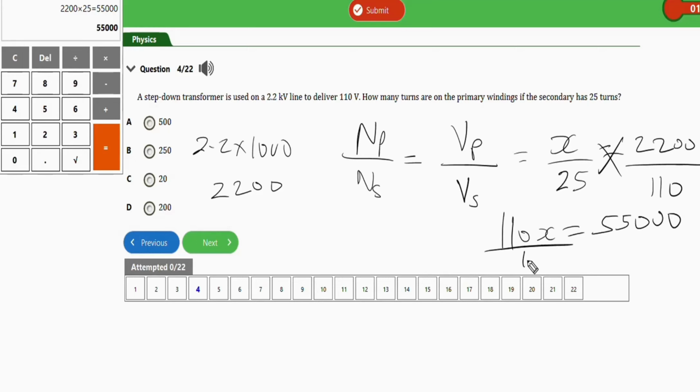Divide both sides by 110. This will cancel this. So our X will be this output divided by 110. So we have it to be about 500. So the right option is option A. Okay, so it's as simple as this. Let's wipe this and solve the next repeated question.